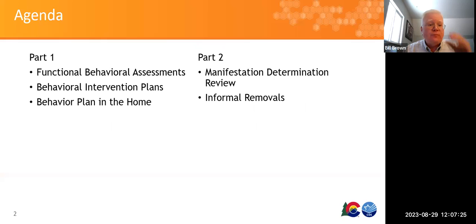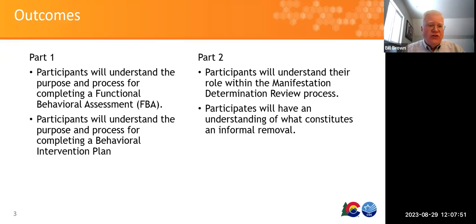This webinar is going to be a two-part series. The first part is going to talk specifically about a functional behavior assessment and behavior intervention plans. Then we'll have time to talk about what it might look like in the home environment. With part two, we're going to talk about the manifestation determination review process, and about when students get removed from school, both formal and informal removals. So our outcomes of this first part is we want participants to understand what is a functional behavior assessment and what is a behavior intervention plan.